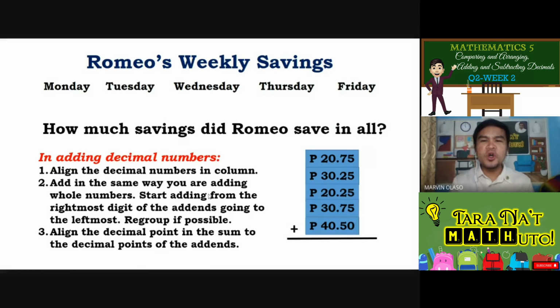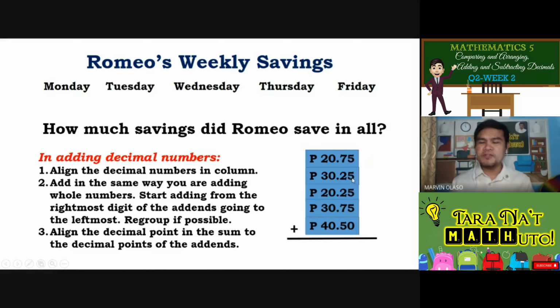Okay? Then let's have now the addition. Let's get now the total. Or in short, let's add. Step number two: add in the same way you are adding whole numbers. Start adding from the rightmost digit of the addends going to the leftmost. Regroup if possible. So, ganun din. Kung paano daw tayo mag-add ng whole numbers, ganun din ang pag-add ng decimal numbers starting from the rightmost. Dun sa pinaka kanan.